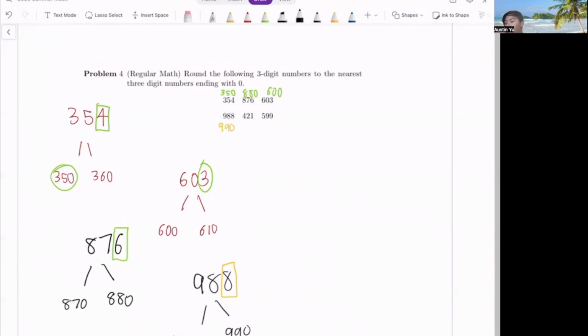This time, without even thinking, we can obviously just know which one it is. 421 is closer to 420 or 430? Obviously 420, since it's only one number away. And finally, 599, again, it's only one number away from 600.